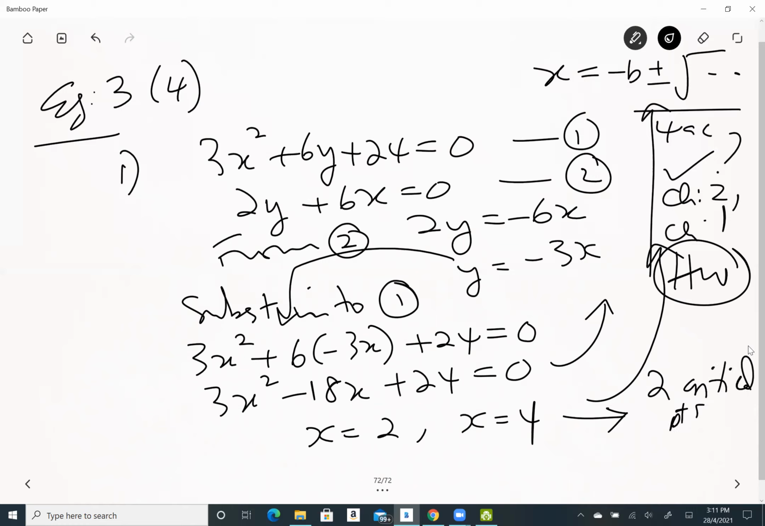So for each of these x, you find the corresponding y and the corresponding z. First one, you do x equal to 2. So let us do that. When x equal to 2, what is y? y is equal to negative 3 times 2, that is equal to negative 6. So you got the value of y, which is negative 6 at x equal to 2.